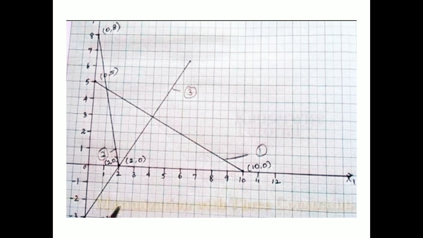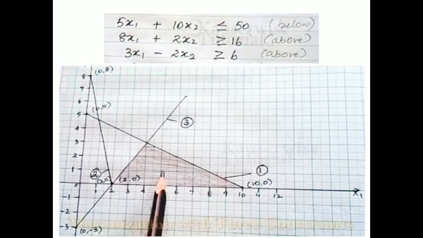Now I have to shade the area as per the inequality constraint. For that, I have to go back to the inequality constraints and see whether the inequality is greater than or less than. Considering the first inequality constraint, that is 5x1 plus 10x2 less than or equal to 50 as given in the question, I found that it is a less than sign, which means for the line from the equation 5x1 plus 10x2 is equal to 50, the shaded area will be below the line.